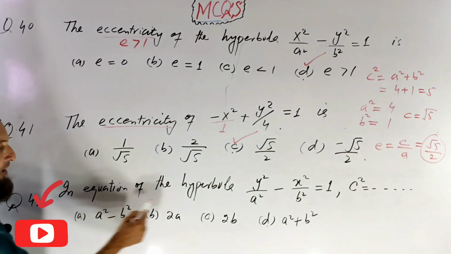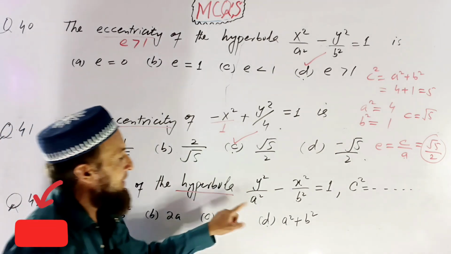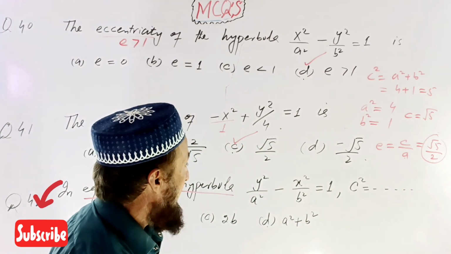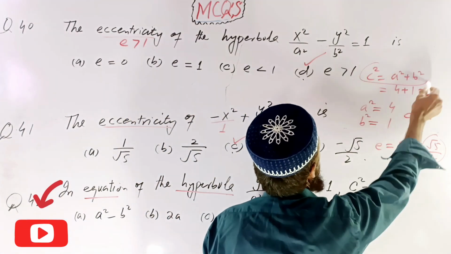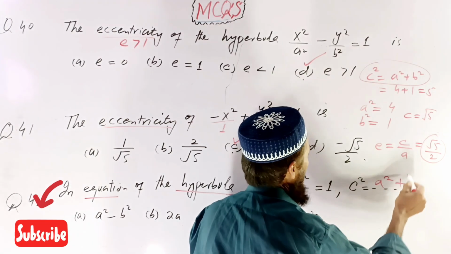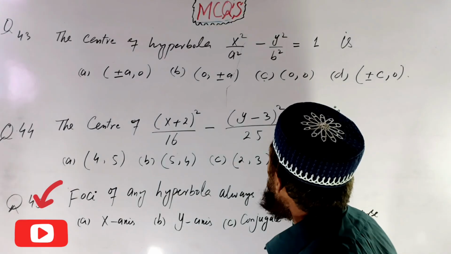In the equation of hyperbola, y square divided by a square, it means that a conjugate hyperbola is making. So c square is equal to, according to this formula, in case of hyperbola, a square plus b square. So here option D is required.